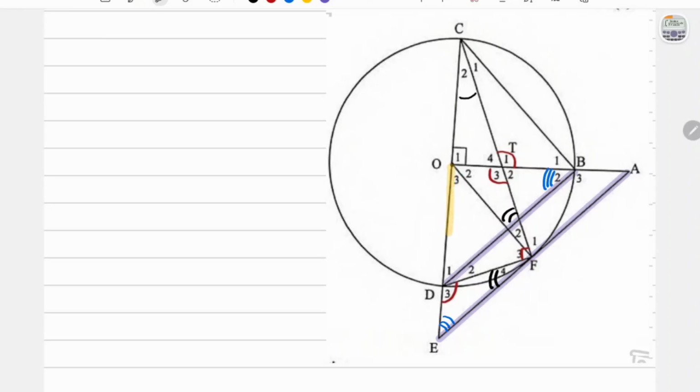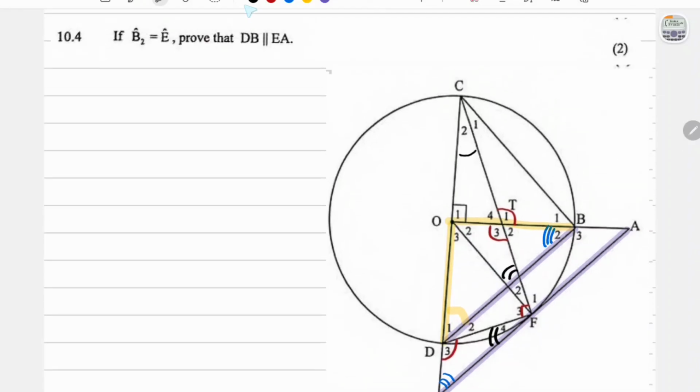So here, you see this is OD, this is OB, right? That forms an isosceles triangle. So those two angles must be equal. OB is a radius, OD is a radius. So you have an isosceles triangle. So this angle D1 is equal to angle B2. See why it's very important to draw in different colors and different markings for your angles. So that's where it comes from.